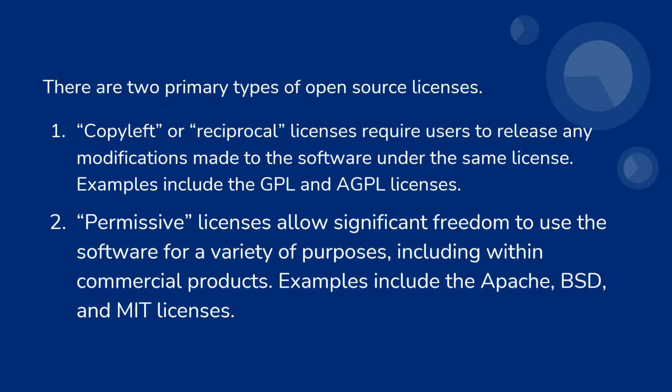There are two primary types of open source licenses. Copyleft or reciprocal licenses require users to release any modifications made to the software under the same license. Examples include the GPL and AGPL licenses. Permissive licenses allow significant freedom to use the software for a variety of purposes, including within commercial products. Examples include the Apache, BSD, and MIT licenses.